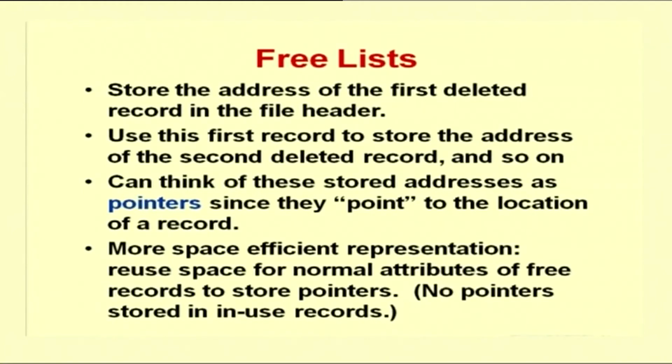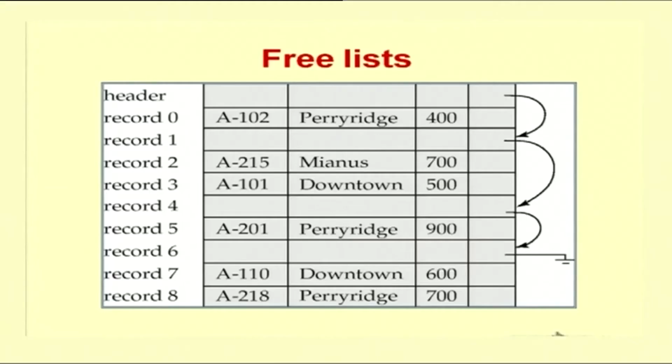What you can do is you can make it more space efficient by reusing space for normal attributes of free records to store pointers. So, you do not have to put pointers in use records. So, no extra space is allocated. So, that is another way of doing it.